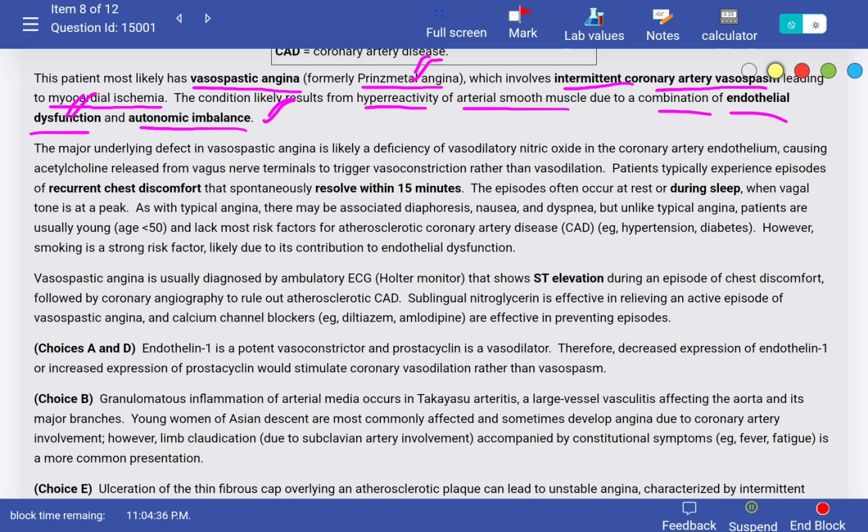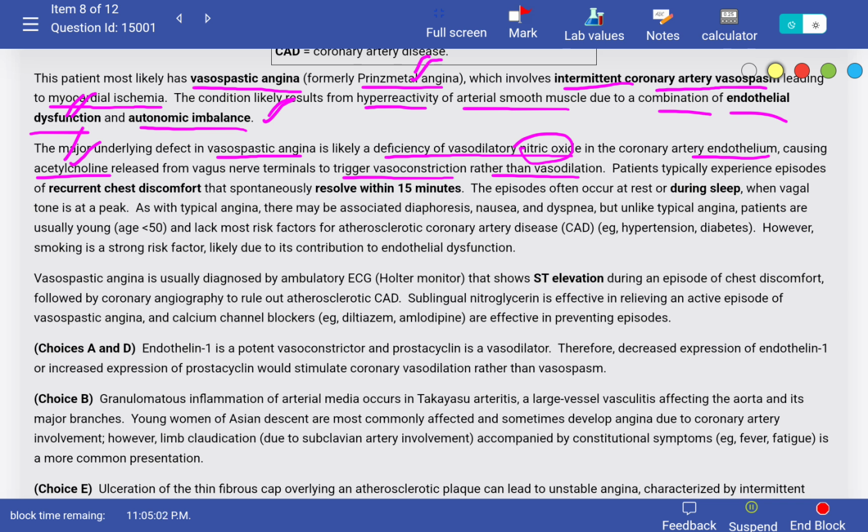So, the major underlying defect in vasospastic angina is likely deficiency of vasodilatory nitric oxide in the coronary artery endothelium, causing acetylcholine released from vagus nerve terminals to trigger vasoconstriction rather than vasodilation. If there is deficiency of nitric oxide, then there would be vasoconstriction, right? Caused by acetylcholine. Point to be noted.